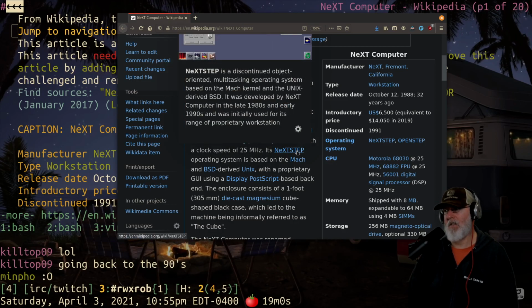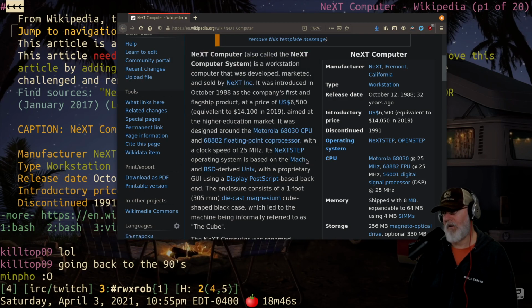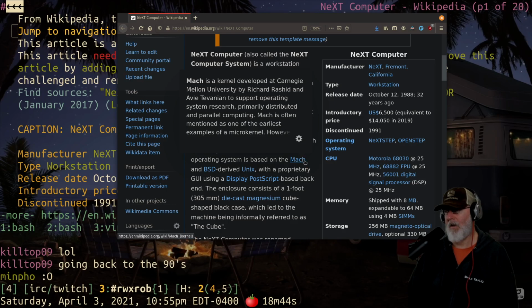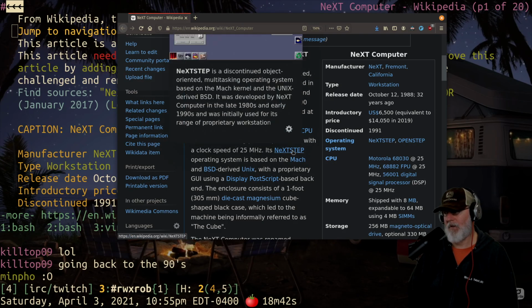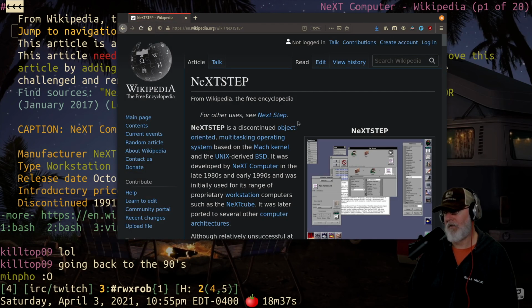NeXTSTEP is a discontinued object-oriented multitasking operating system based on the Mach kernel and the Unix-derived BSD. It was developed by Next Computer in the late 1980s and early 1990s. So Next was the OS that went on to become Darwin, if I think this is correct. But I want to know who made it, so we have to figure out who made NeXTSTEP.